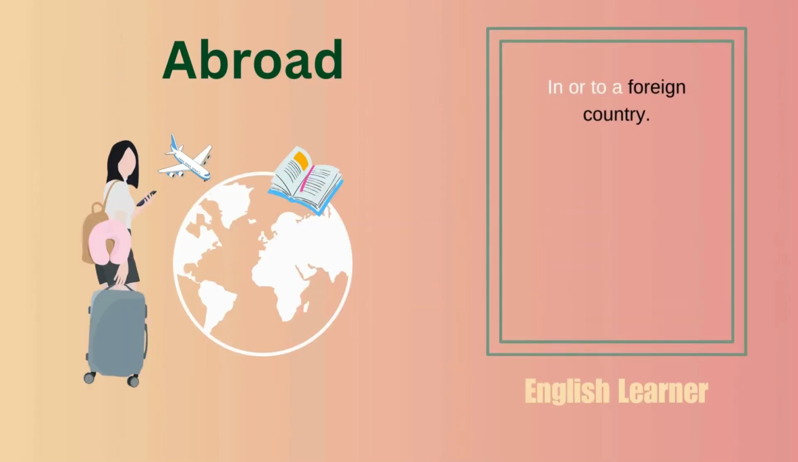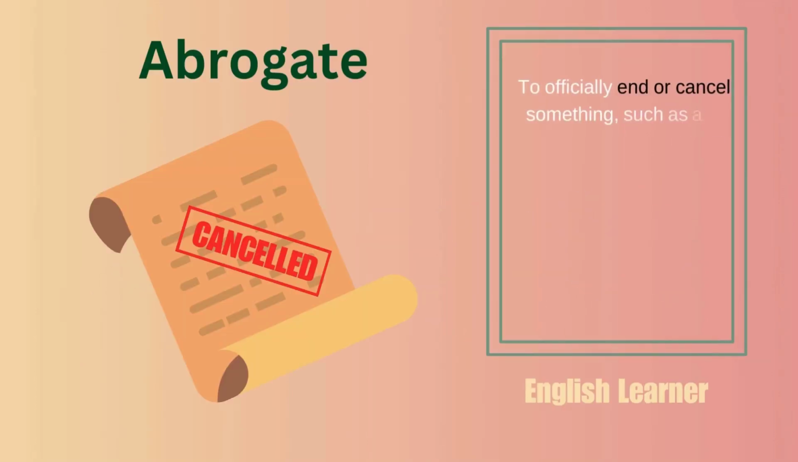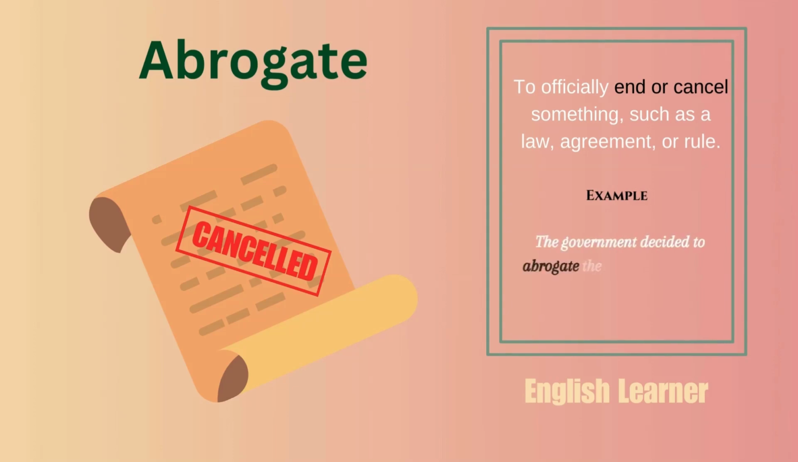Abroad. In or to a foreign country. Example. She plans to study abroad next year. Abrogate. To officially end or cancel something, such as a law, agreement, or rule. Example. The government decided to abrogate the outdated law.